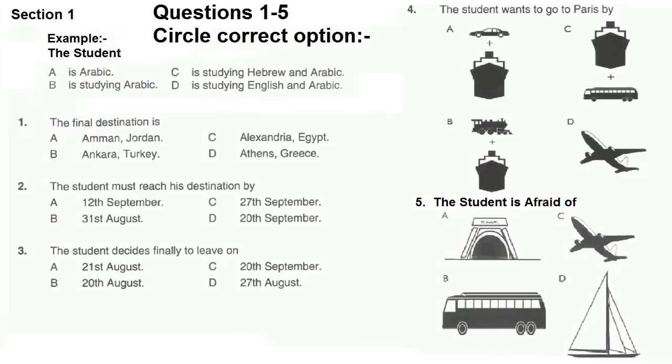Now look at section 1 of the test. Section 1. You are going to listen to a conversation between 2 people, a customer and a travel agent. First, look at questions 1 to 5. As you can see, there are 4 alternative answers, A, B, C and D for each question. Decide which alternative is the most suitable answer for what you hear and circle the appropriate letter.